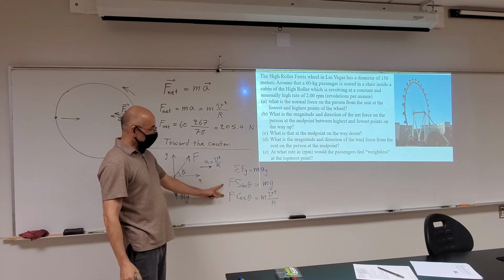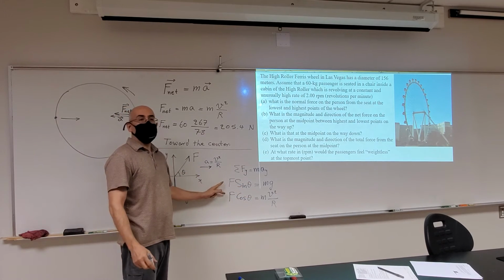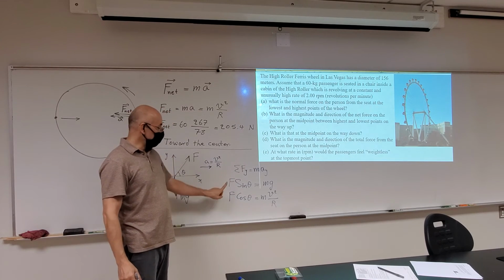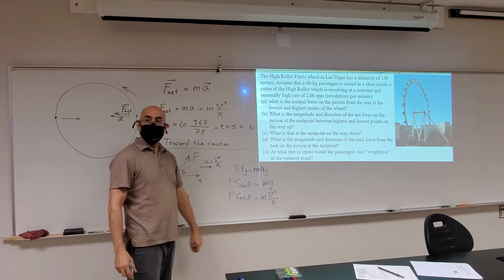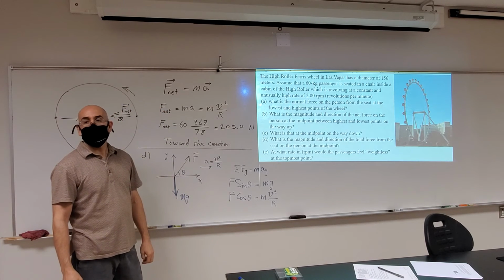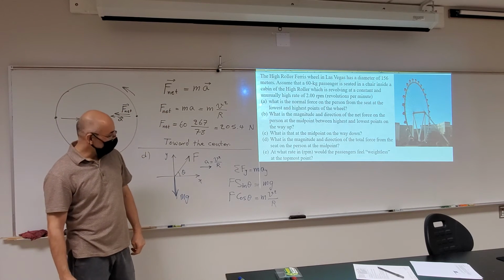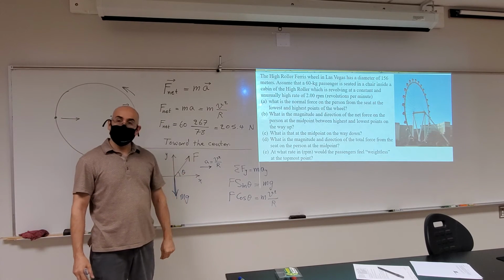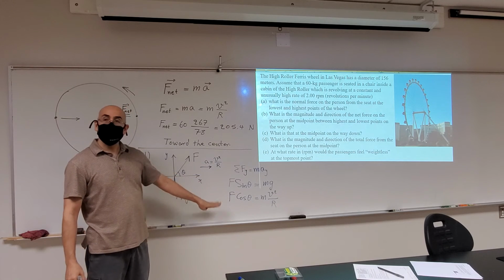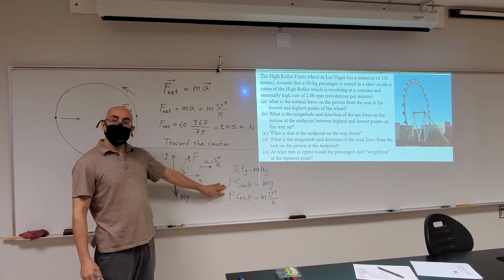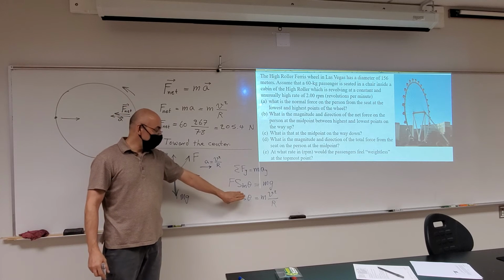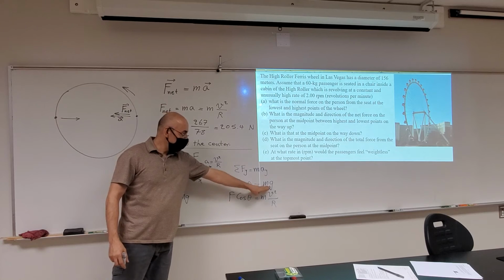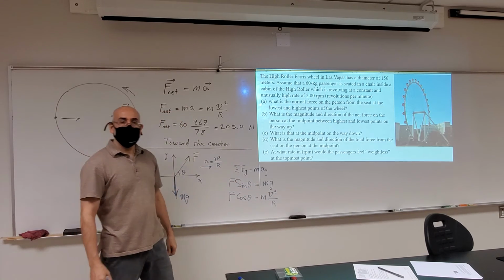Now there are two equations, two unknowns. How do I solve for F and theta? I don't know F, I don't know theta. Divide the two equations, and F goes away. Then we get sine theta over cosine theta, which is tan theta, equal to m cancels, g over v squared over r.